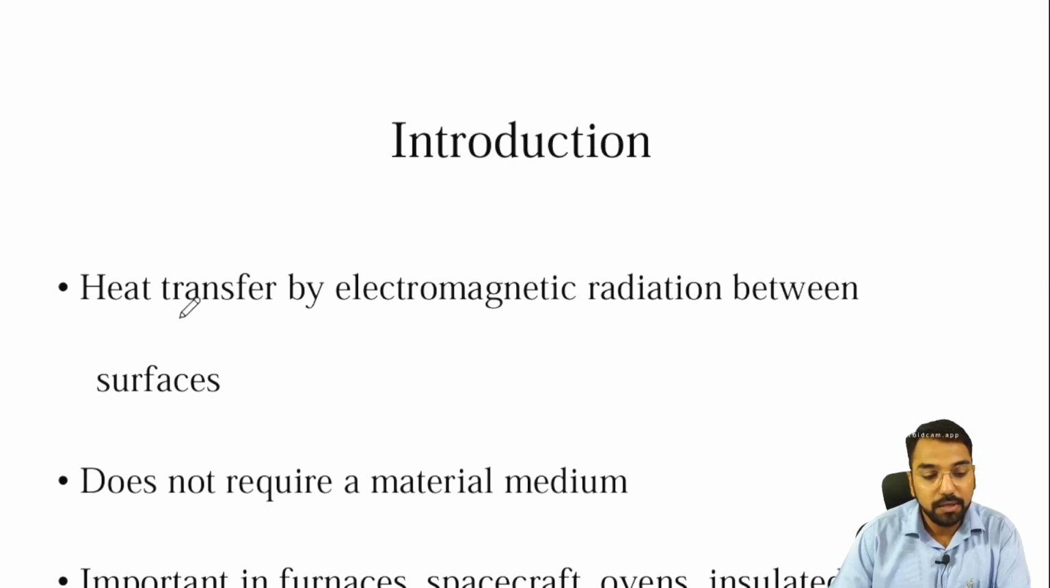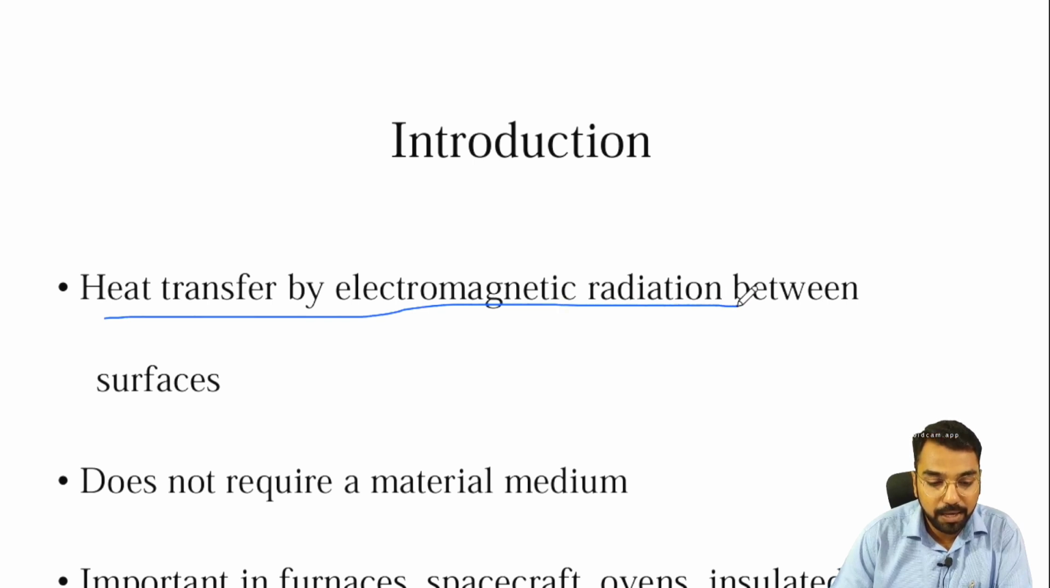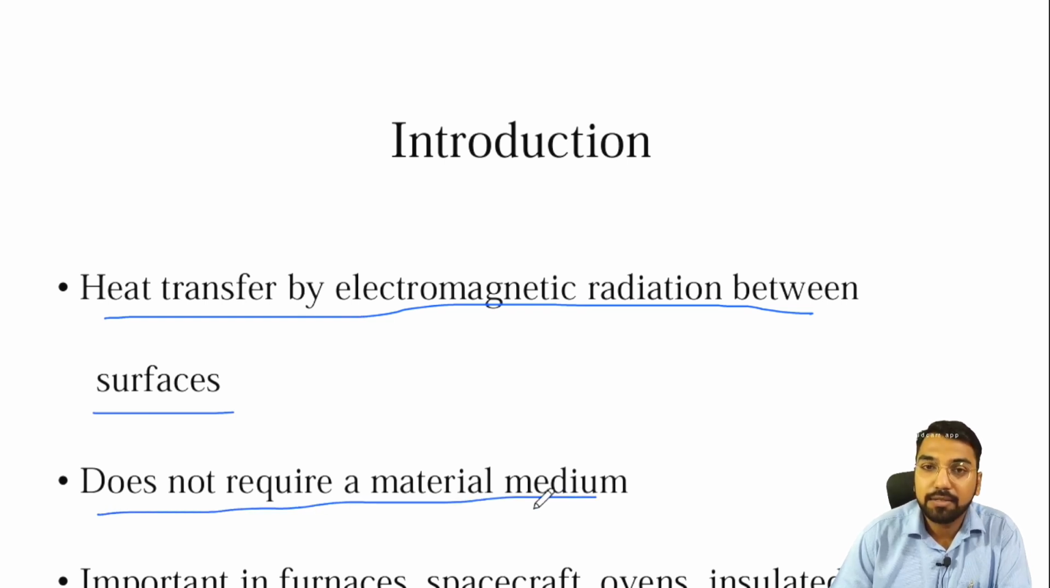The heat transfer by electromagnetic radiation between surfaces is called radiation. It doesn't require a medium, as we have seen in earlier lectures. It is important for furnaces, spacecraft, ovens and insulated cavities. For designing these applications, we need to know how the heat transfer takes place in radiation, how much heat transfer we need, and to control this heat transfer, we can also look at it through radiation.